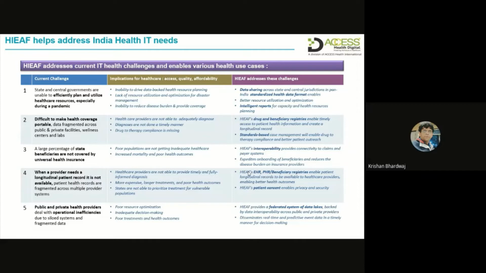At the same time, it allows the analytical data lakes for the government so that they can do the insight analysis and they can do the resource planning and optimization accordingly. And besides this, there are more use cases it can handle. So it can handle the teleconsultation scenario use case.